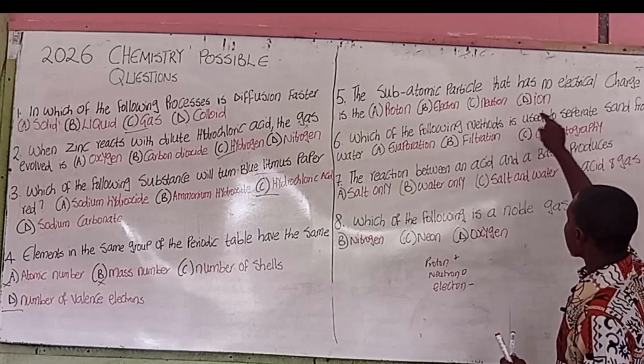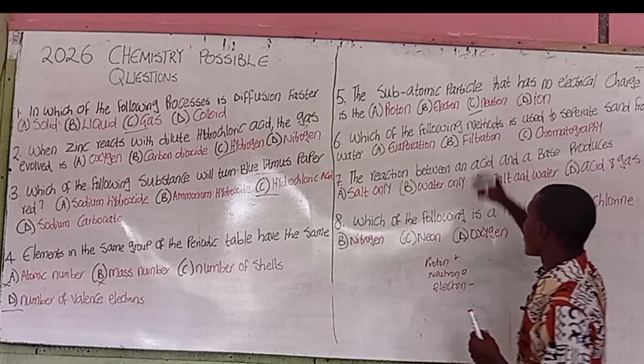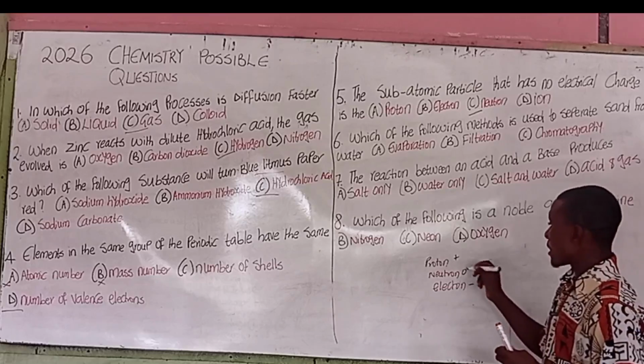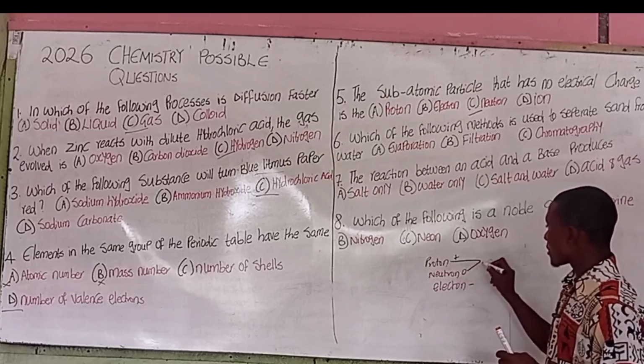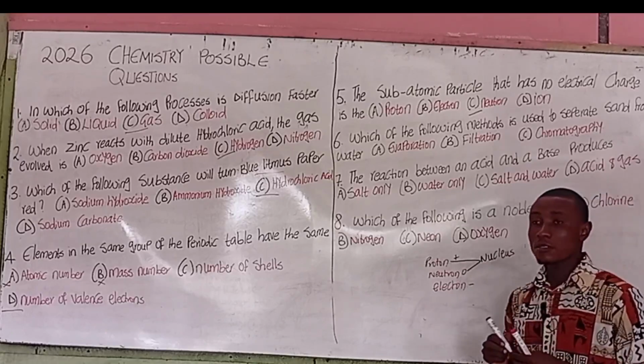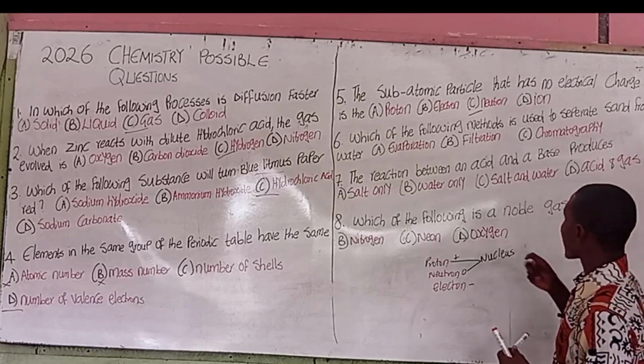So the subatomic particle that has no electrical charge is the neutron. Now note this is going to be very important. The combination of the proton and the neutron gives us what is known as the nucleus, and they are found in the innermost part of the atom.